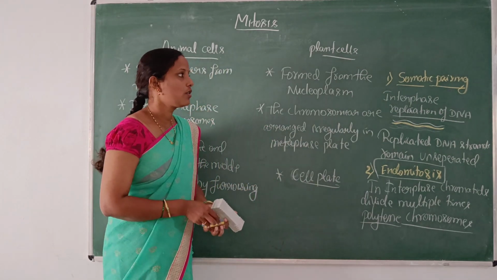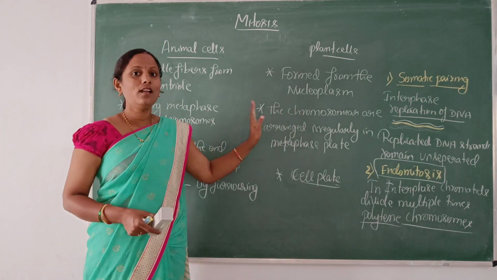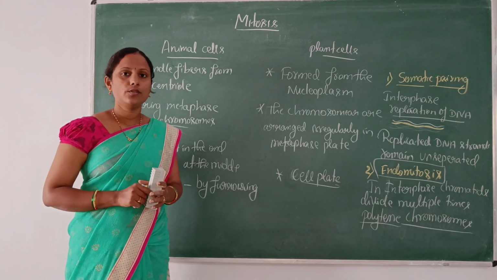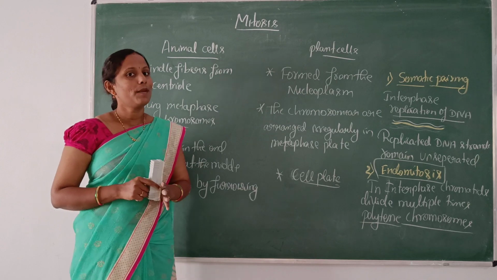So that's all about mitosis and the difference between animal cell and plant cell mitosis. We shall continue with the significance of mitosis and the next type of division, that is meiosis, from the next class.